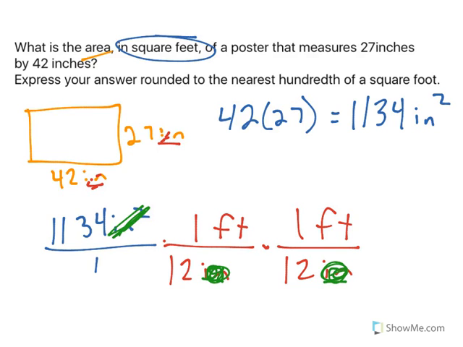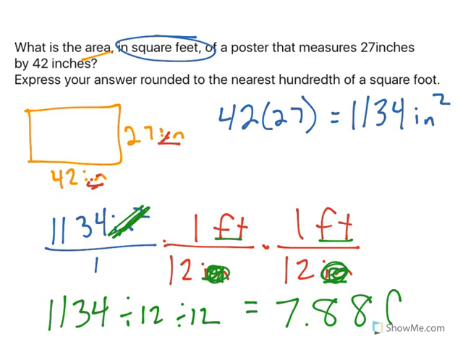And now you'll see in our numerator I have feet times feet, which is feet squared. So because both of these 12s are in the denominator, I would take 1134 divided by 12 twice, because any number in the bottom means division, and I would end up, to the nearest hundredth, at 7.88 square feet. And that is option number 1.